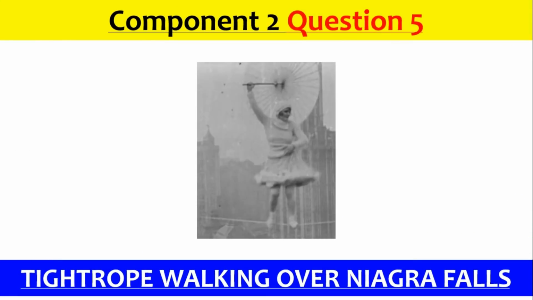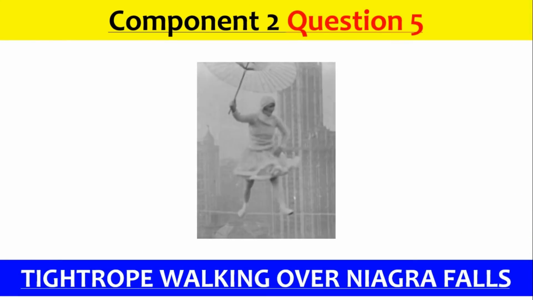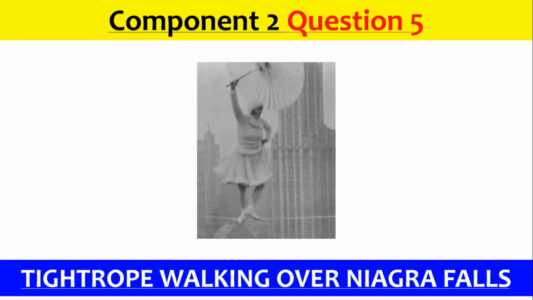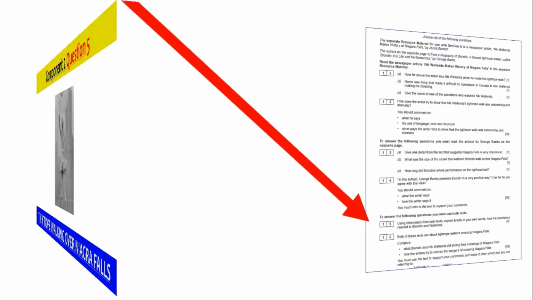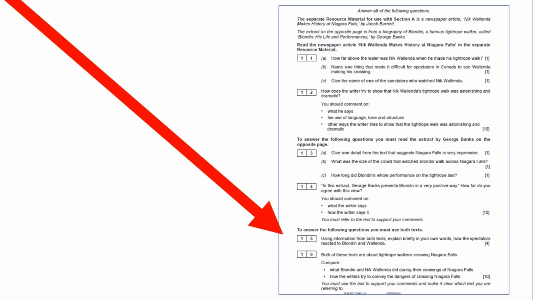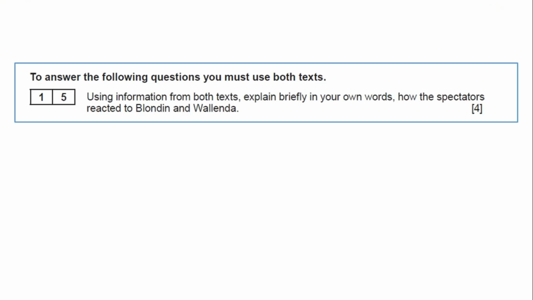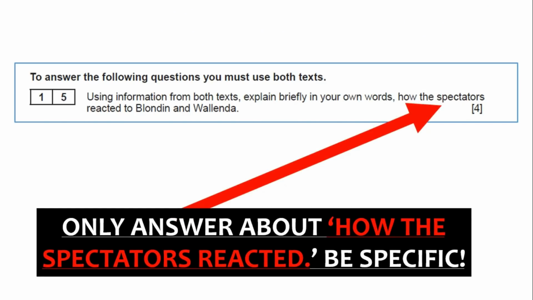Okay, question 5, this is paper 2 of the Tightrope Walking Across Niagara Falls. This is the first question where we are looking at both texts. So question 5 is the penultimate question, one before the end. It's only worth 4 marks. But answer the question, be specific.